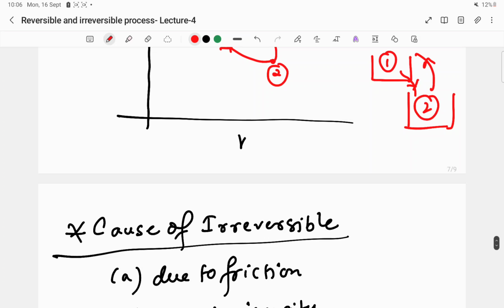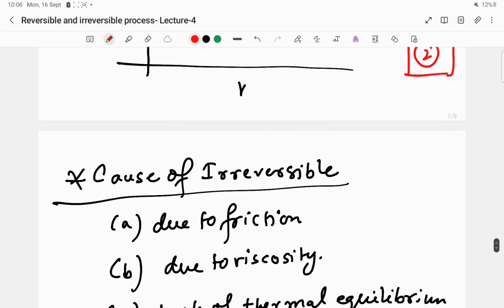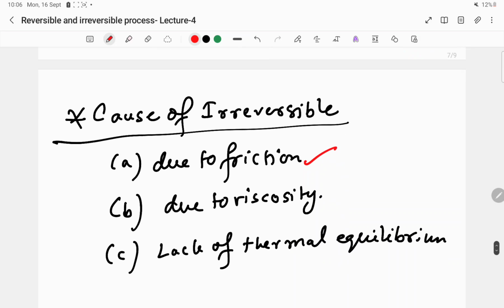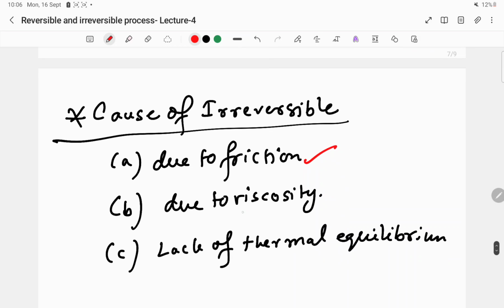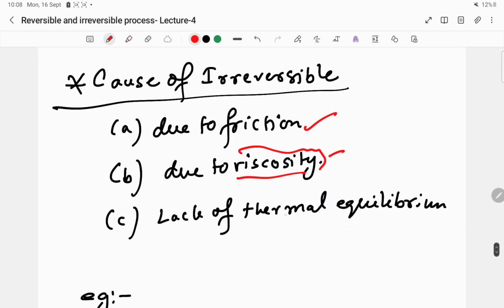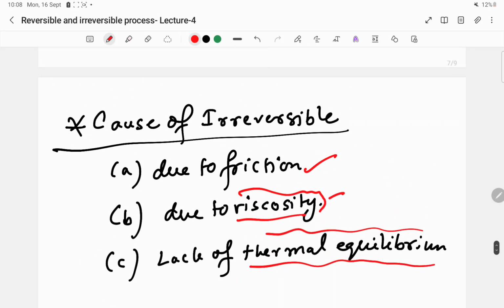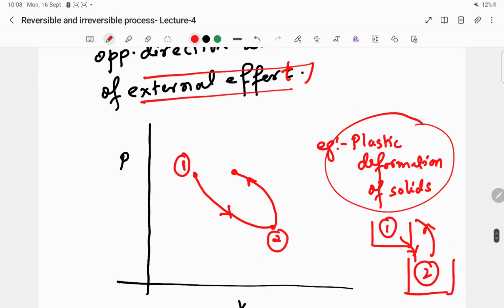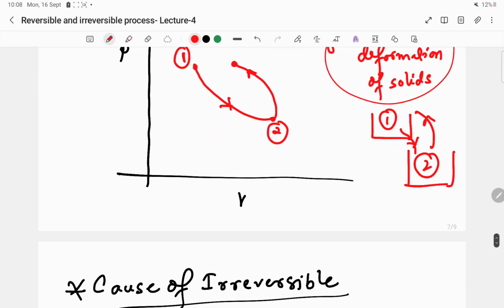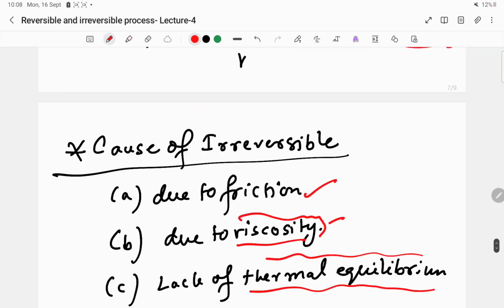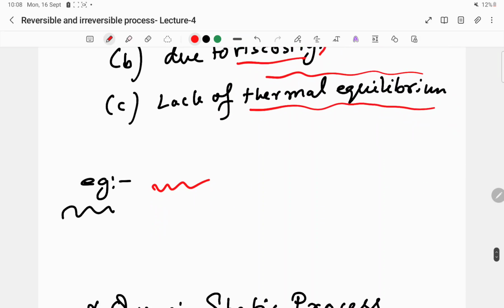Okay, so obviously the irreversible process is the natural process that we see in our daily life. It is mainly due to friction between surface and solid, and viscosity. We'll study this in fluid mechanics. It means the friction between the fluid layers and lack of thermal equilibrium. You already understand these terms. And the examples that we have talked about are the plastic deformation and this tank 1 and tank 2 example. Okay, so these two examples can be written.